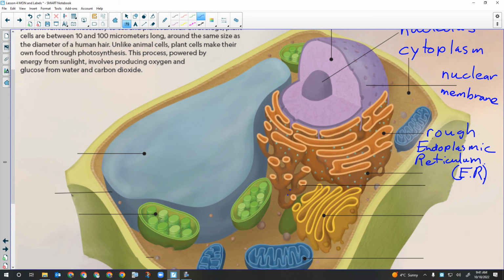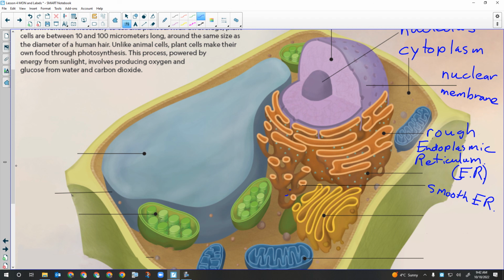Now, this brown colored stuff here, very similar and connected to the rough ER, except it doesn't have the little bumps on it. So if that stuff is rough, this is smooth, right? Okay, so this is our smooth ER. Smooth ER is probably the most plentiful and important organelle in the cell. It never looks that way on a cell diagram. They only ever show a tiny bit of it like that, but it actually fills up a lot of the cell's volume. Okay? It does lots of jobs.